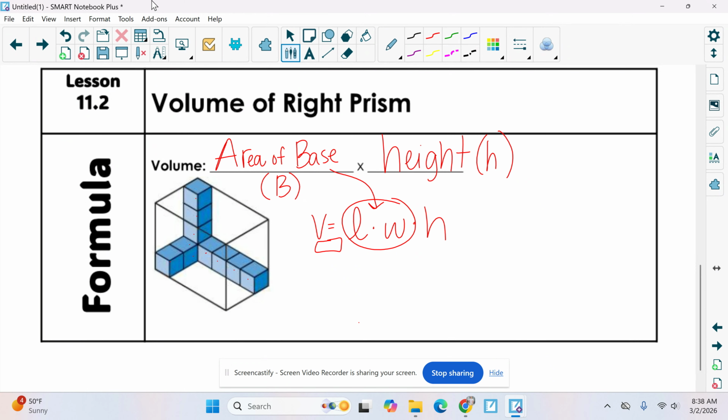So, how long is it? 8. So how many total cubes would it take?